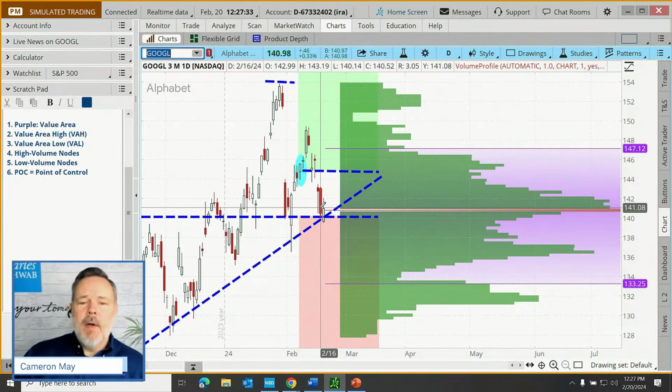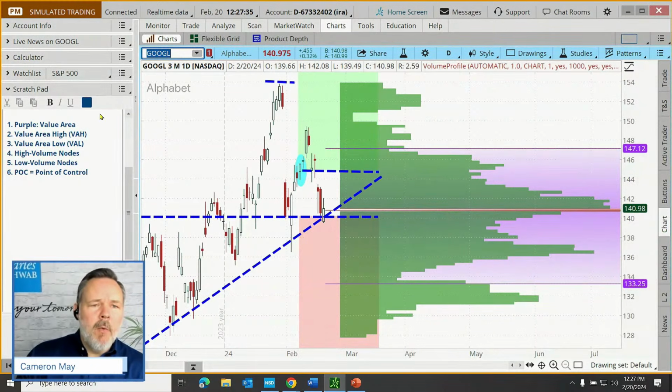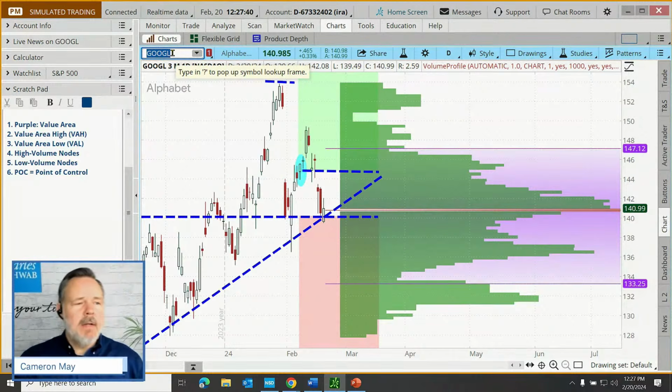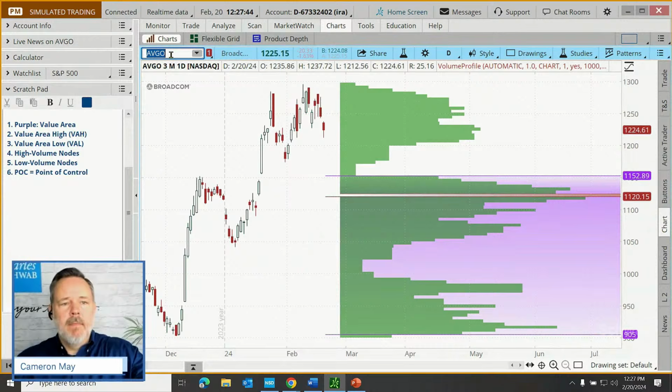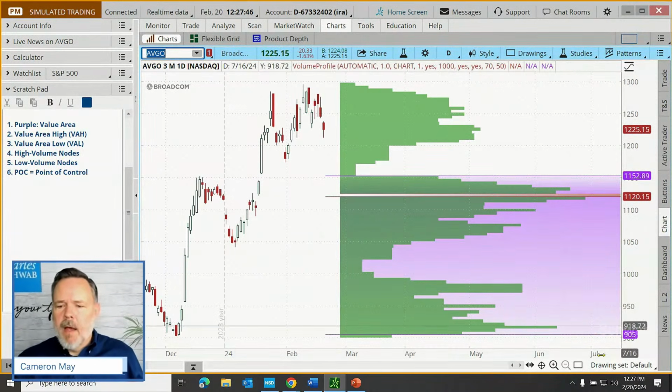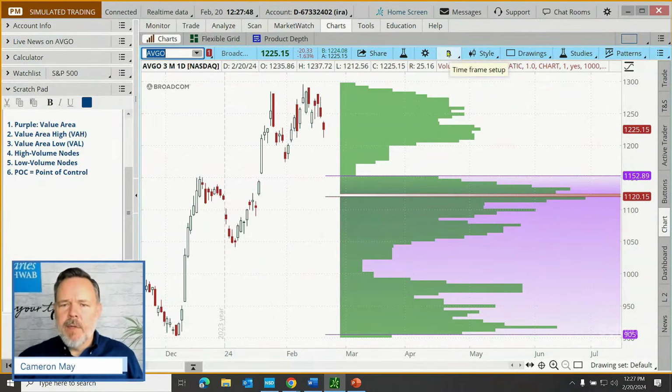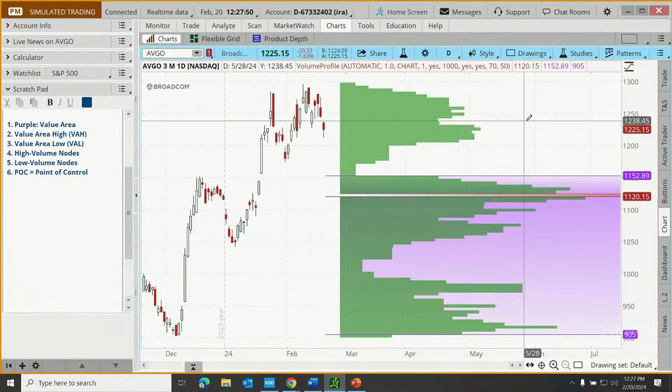Okay, so let's have a look at one more maybe. What if we were to look at AVGO? Let's look at Broadcom. I want to zoom back out again. Let's switch this time frame. Now, by the way, one last opportunity here.